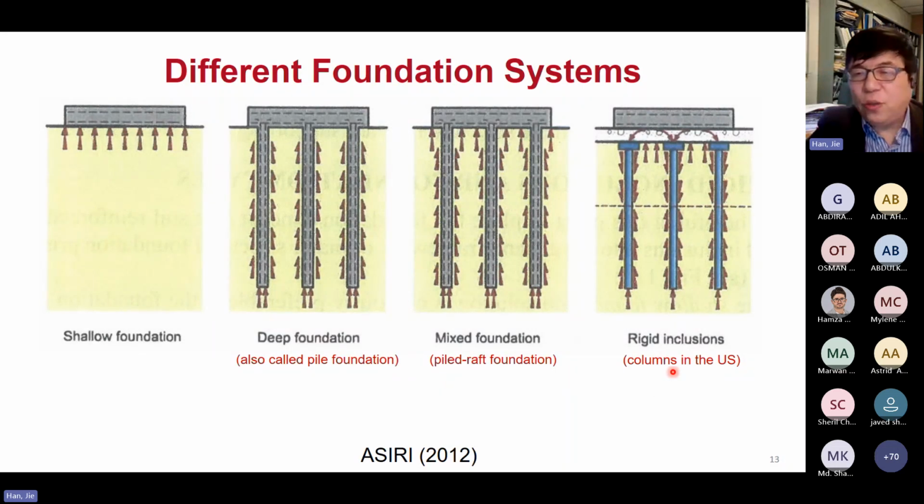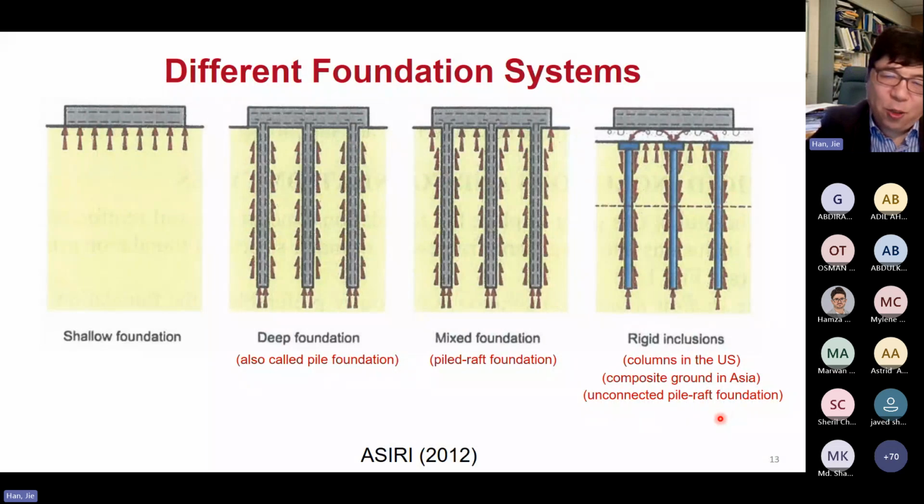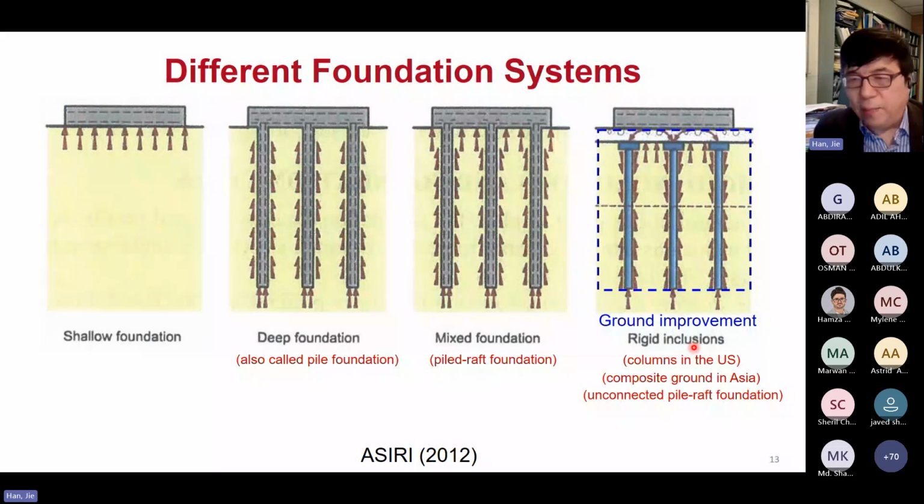Now, in the US, they are called columns. In Asia, they are called composite ground. And there's actually another name: unconnected pile or rigid inclusion foundation. Now, this still refers to something like a pile. A lot of people don't like this term, because with rigid inclusion we treat the whole area as ground improvement rather than deep foundation.